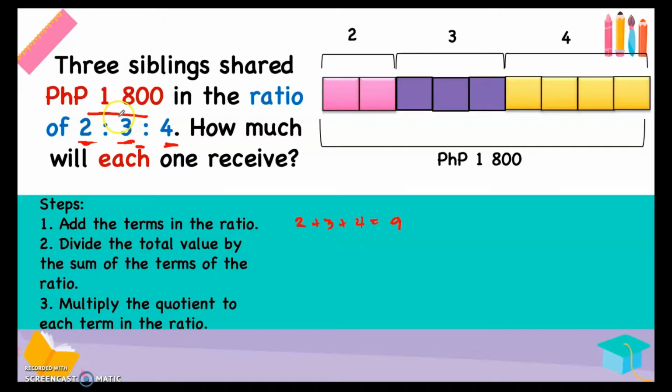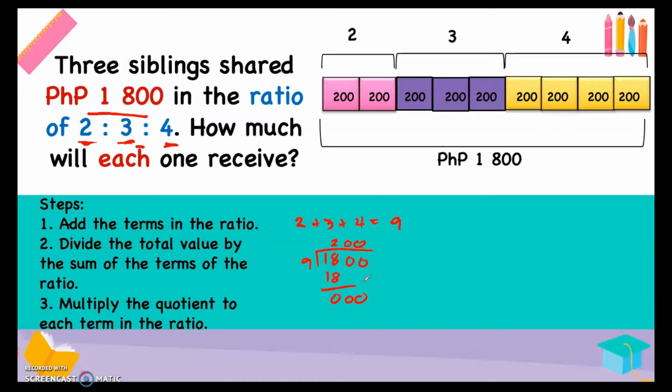And the total value here is 1,800, right? And we divide it by the sum of the terms of the ratio. So we divide 1,800 divided by 9. We have here 2, this is 18. Okay, and there are 2 zeros, we add 2 zeros here. Therefore, our answer here in step 2 is 200. That means each part is equal to 200.